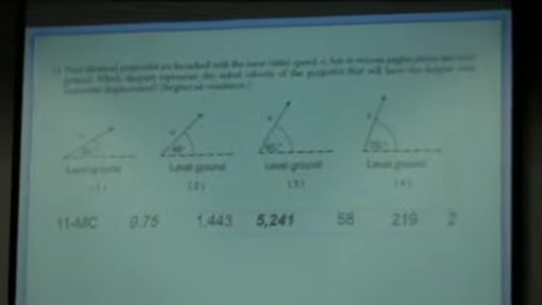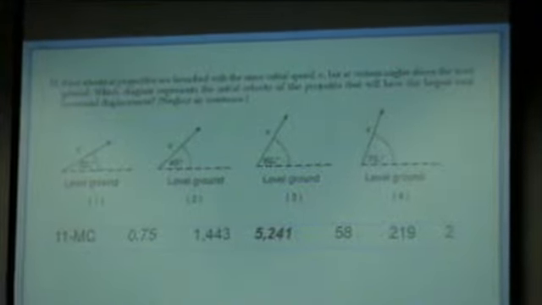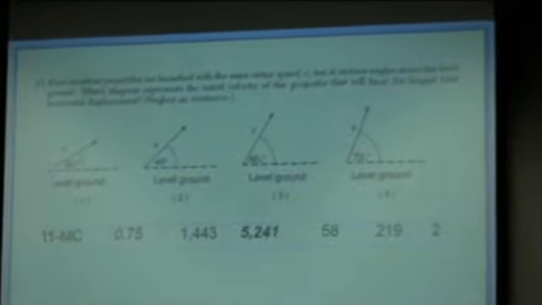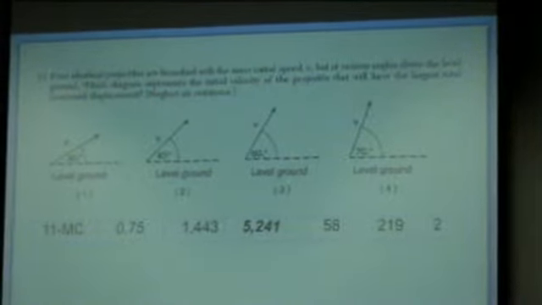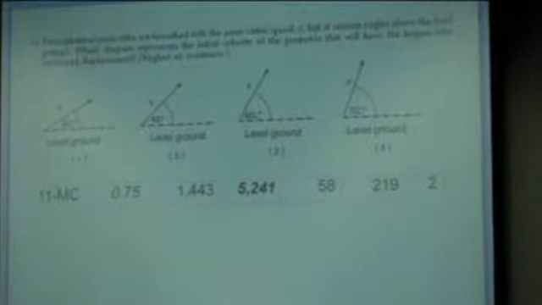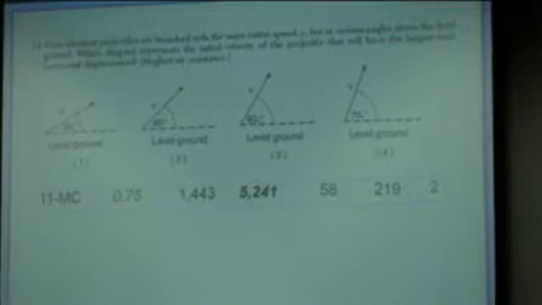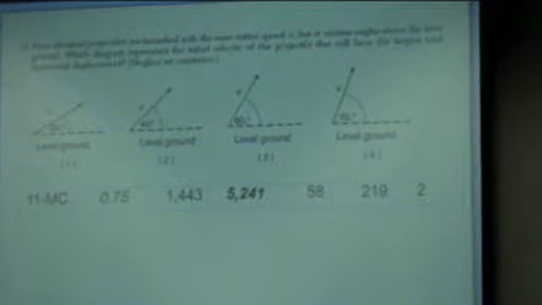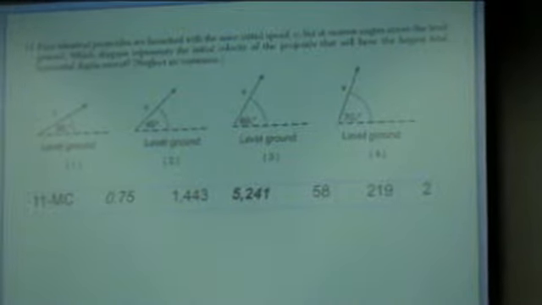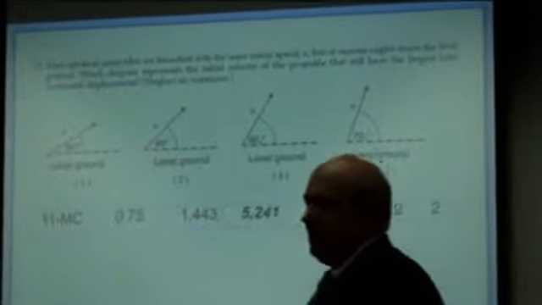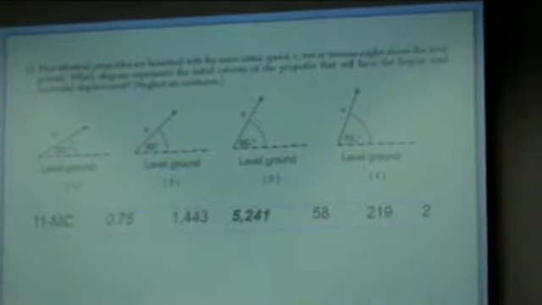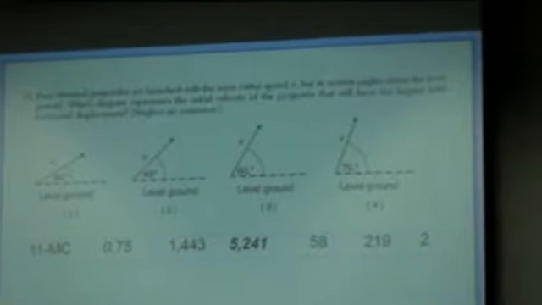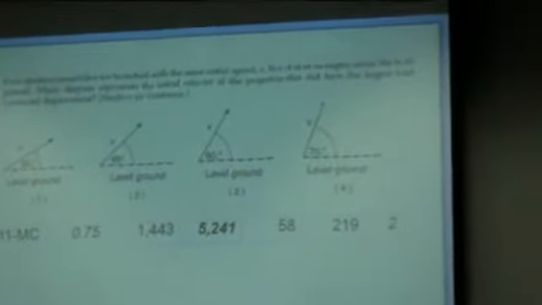Four identical projectiles are launched at various angles above level ground. Which angle represents the initial velocity of the projectile with the largest total horizontal displacement? Any ideas or thoughts? 75% of our students were answering correct.